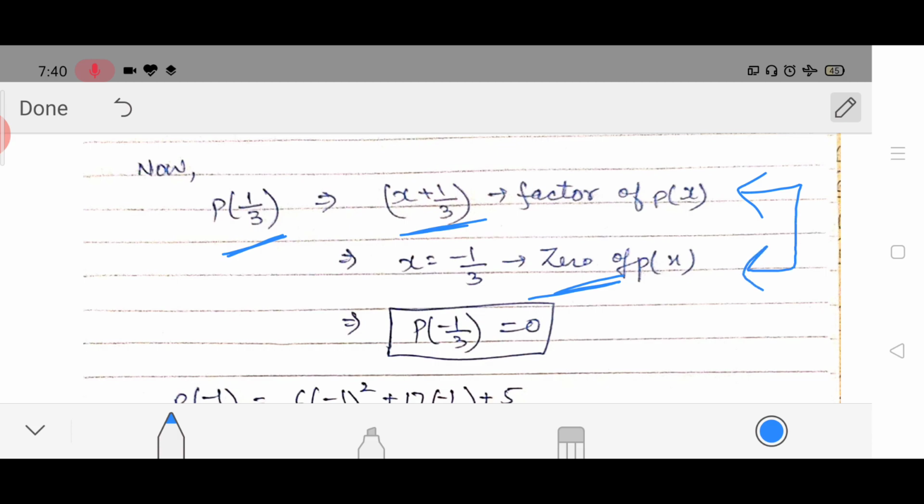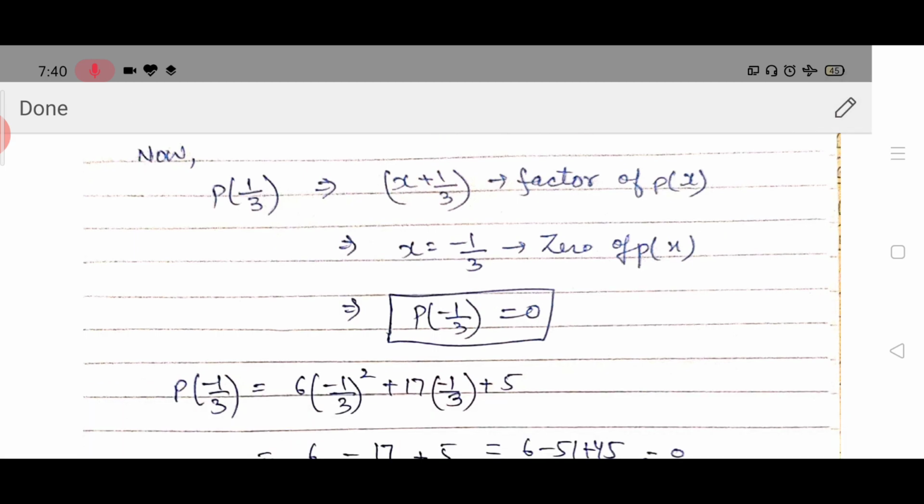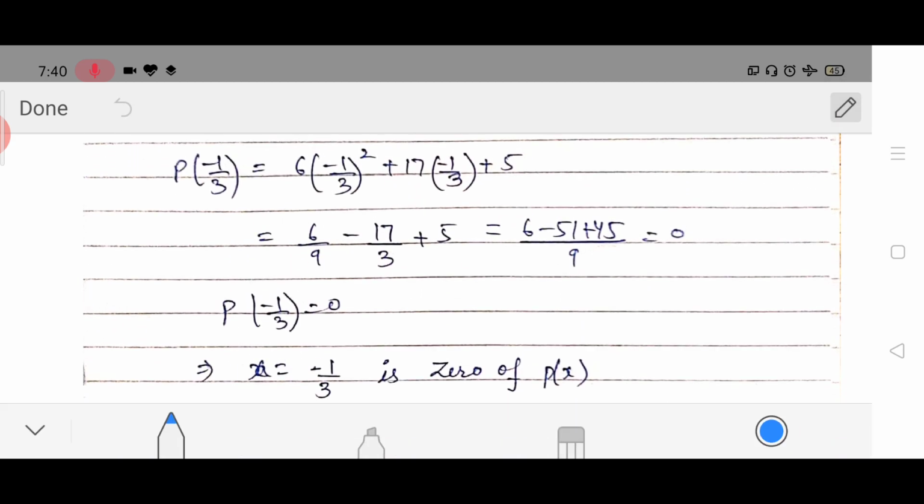अगर factor 1 by 3 है तो 0 -1 by 3 होगा. So you have to find out now कि अगर -1 by 3 पे वैल्यू 0 आ रही है या नहीं. You have to check this out. So इसके चेक करने के लिए क्या करेंगे, पॉलिनोमियल में -1 by 3 वैल्यू इक्वेट करके देखेंगे. What we have done here, we have put the value of x as -1 by 3 here, and as you can see the result is equal to 0.